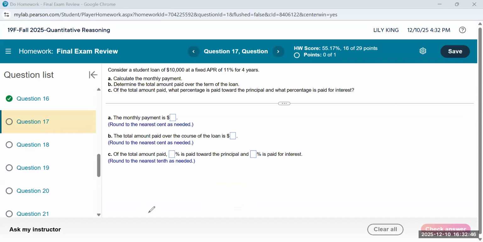Now the monthly payment for this question, we use the payment formula with rate and time. We need the APR converted to a decimal, so 0.11 divided by 12. The number of payments is 12 times 4, and the borrowed amount is 10,000. You have to begin with a negative sign. So I'm going to open my Excel.